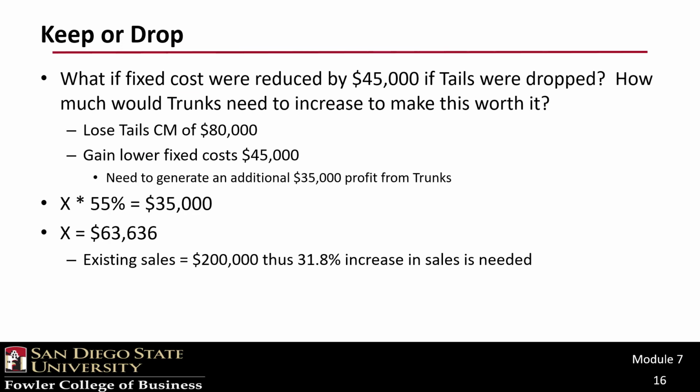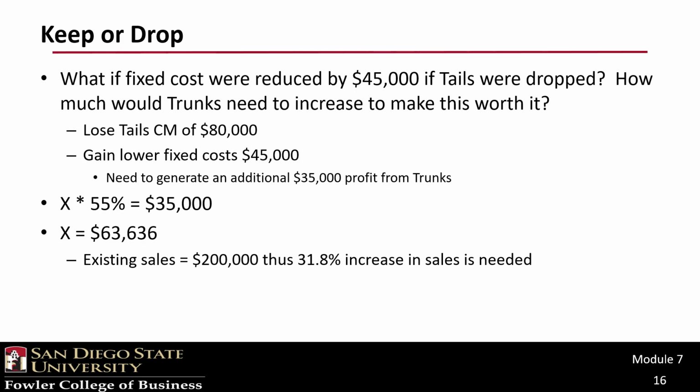Okay, so what if instead fixed costs were reduced by 45,000 if we got rid of the tails product? So how much would trunks need to increase to make this worth it? Okay, so recall that we're going to lose the tails contribution margin of 80,000 if we drop that product line. But now we're going to gain lower fixed costs of 45,000. The implication is we would need to generate an additional $35,000 profit from trunks.